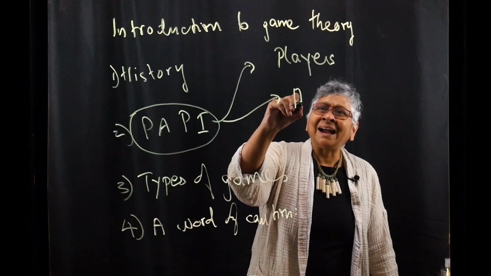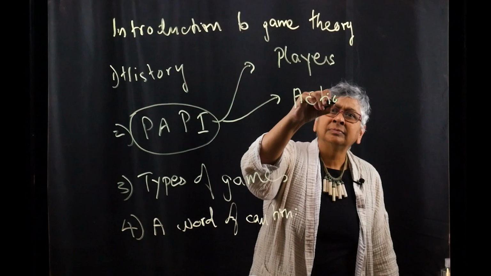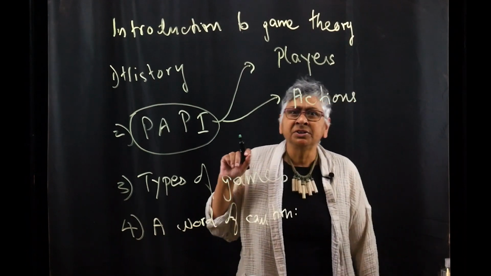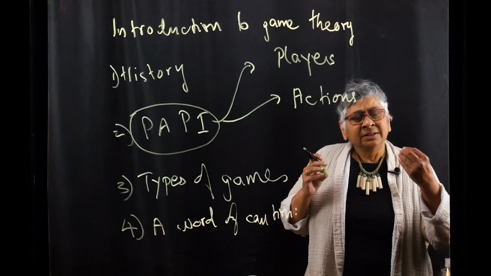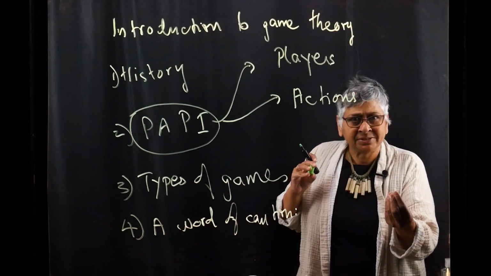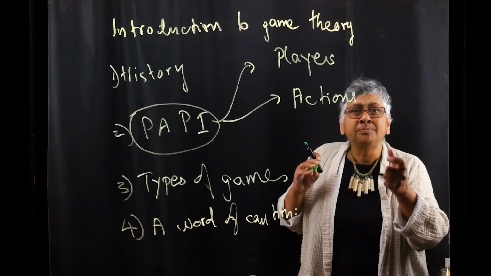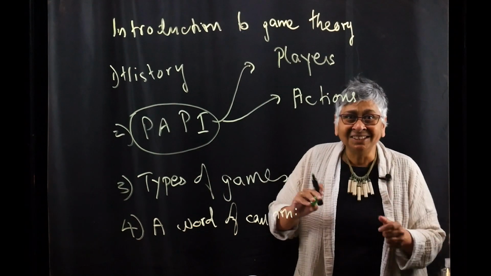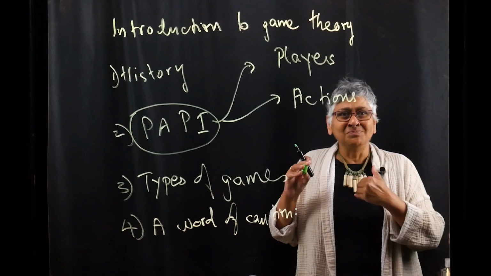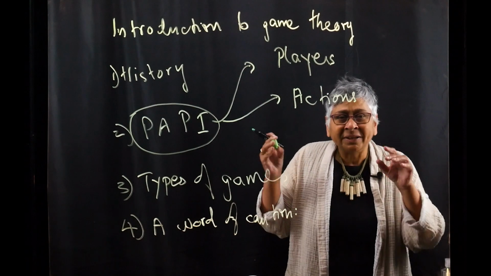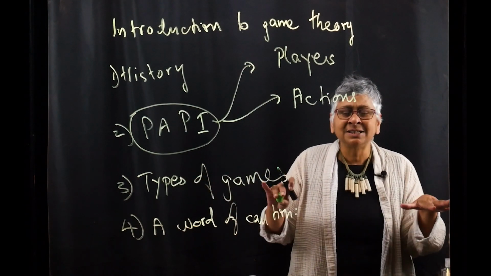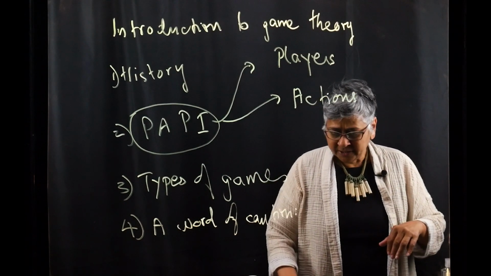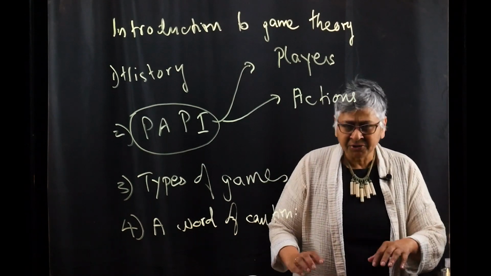Then you have actions. What are these players doing? If it's chess, the actions are that you move a piece. And there are rules about whether the moves are sequential. I move first, then you move. Or whether the moves are, we both have to lock in our moves and release it, and then we'll see who wins. So a game like rock, paper, scissors.